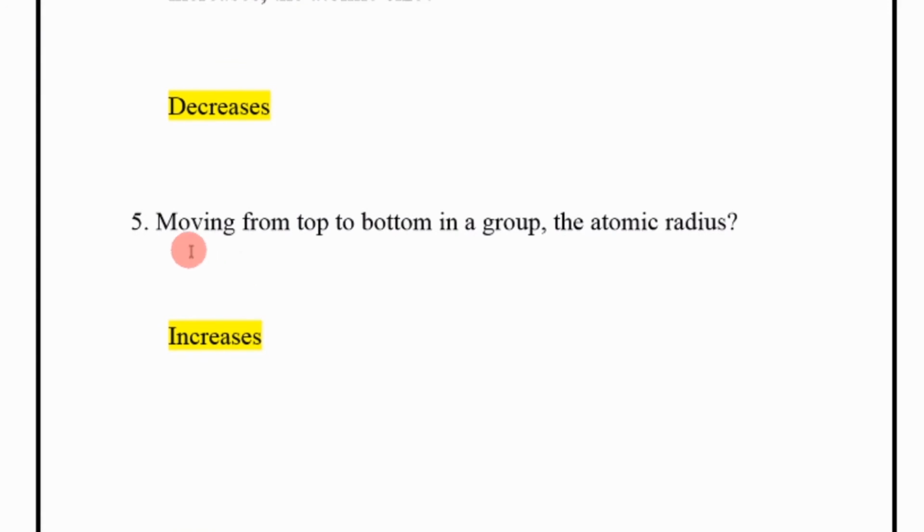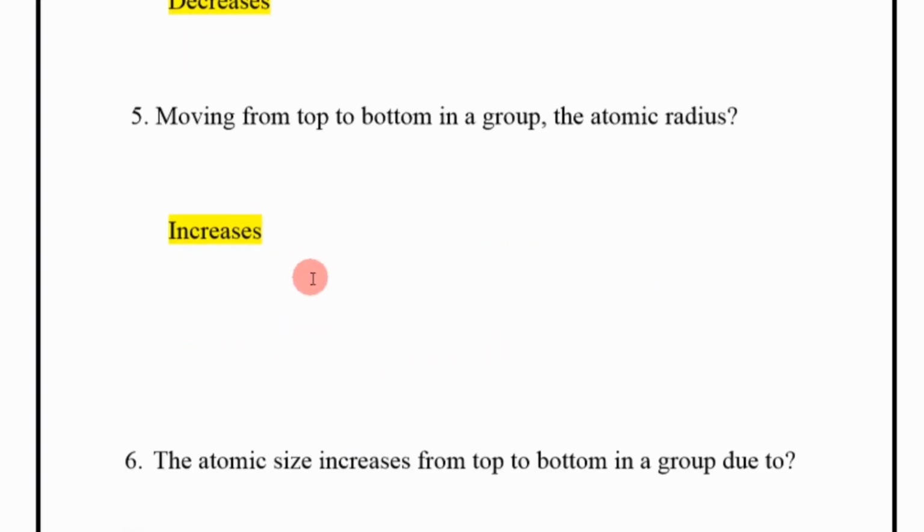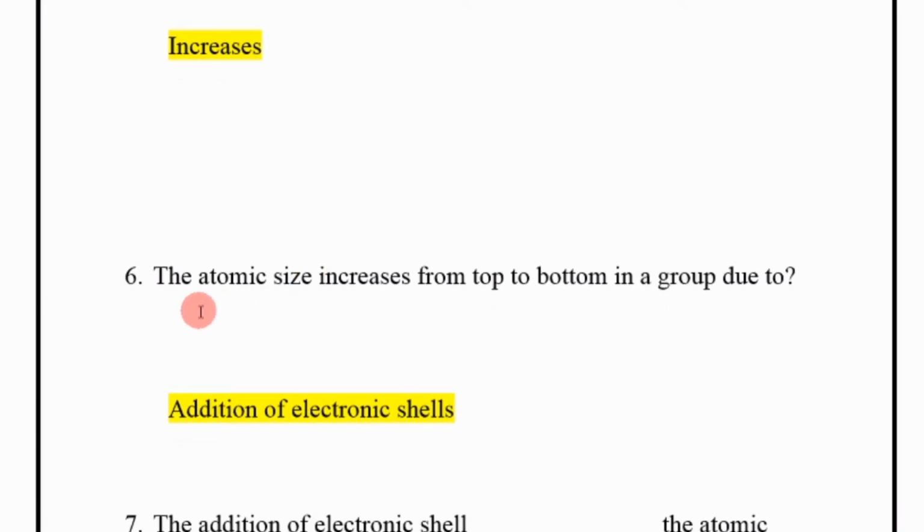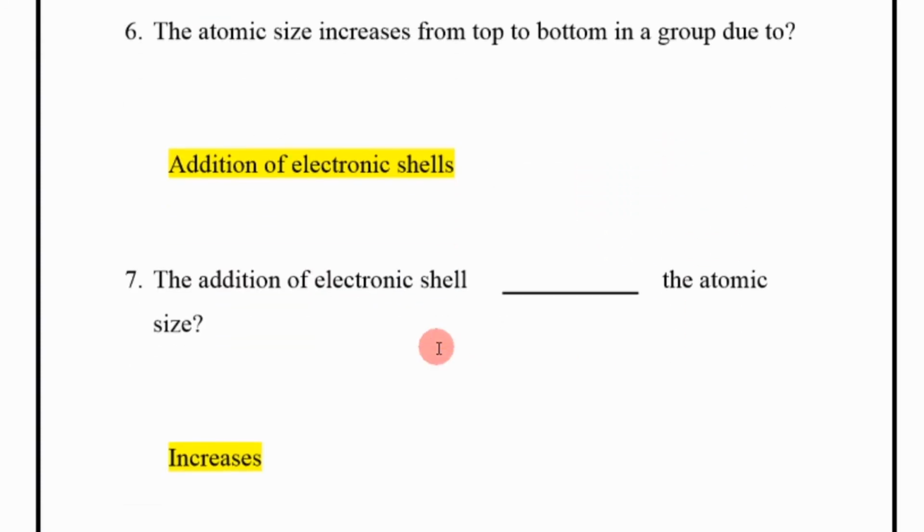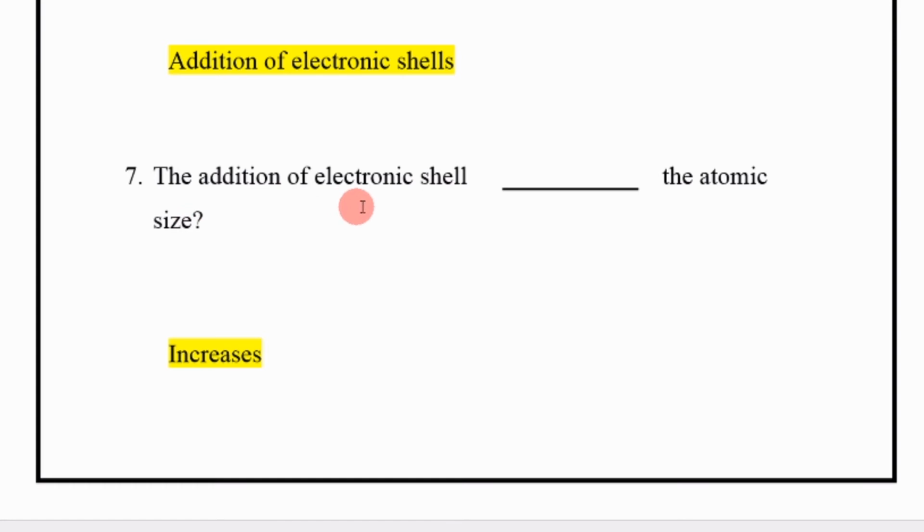Next, moving from top to bottom in a group, the atomic radius increases. The atomic size increases from top to bottom in a group due to addition of electronic shells. Next, with the addition of electronic shells, the atomic size increases.